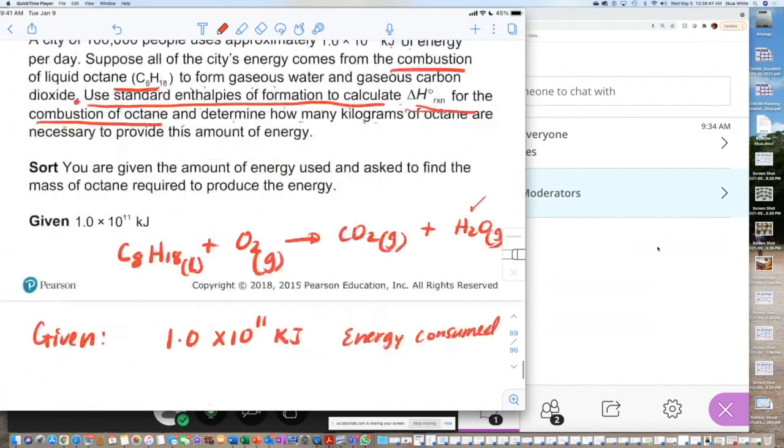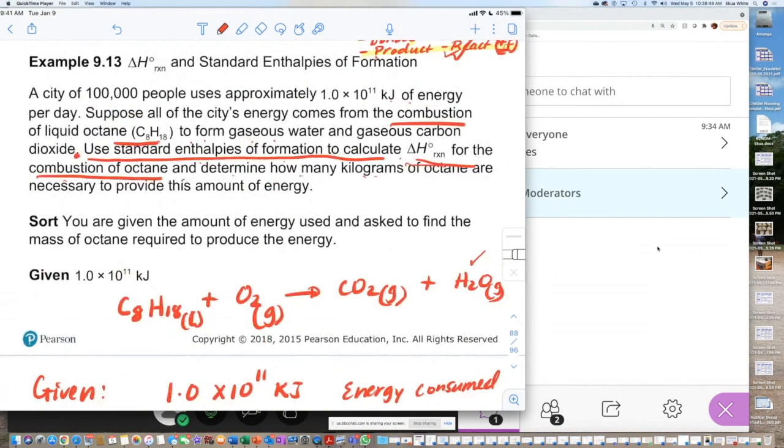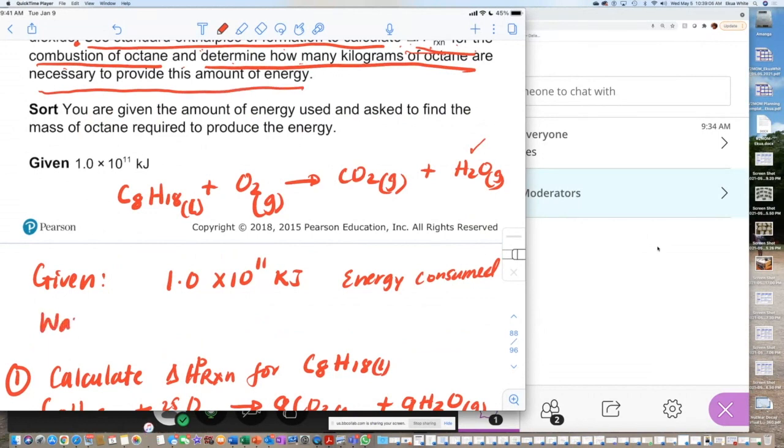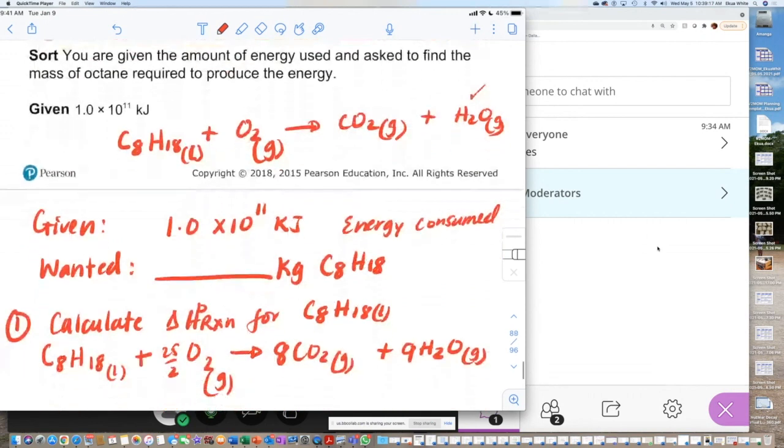For C8H18 liquid, right? That's our first goal. Use standard enthalpies of formation to calculate the ΔH of the reaction for the combustion of octane. Goal number 1. Then goal number 2 says determine how many kilograms of octane are necessary to produce this amount of energy. Oh, this is a given energy. And so what is wanted from the given energy, which is goal number 2, is kilograms of octane, C8H18.